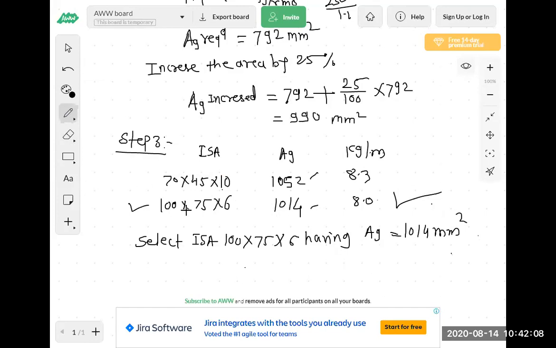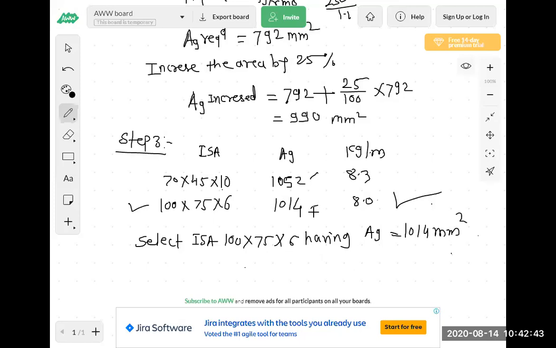This section, if you do not write here, no problem. Directly you can write this sentence: select ISA 100 by 75 by 6 having AG equal to 1014 mm square. This sentence you can write only in step number 3. This I have written for your reference, how to select the section from the steel table, that I have shown you here.